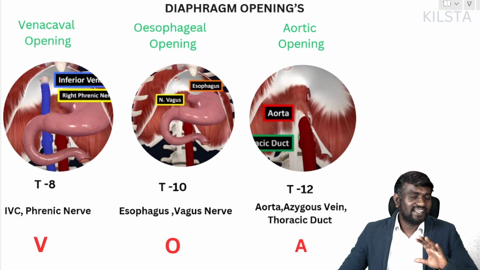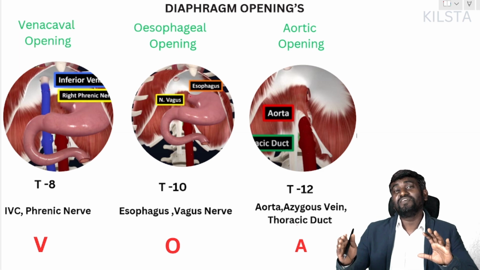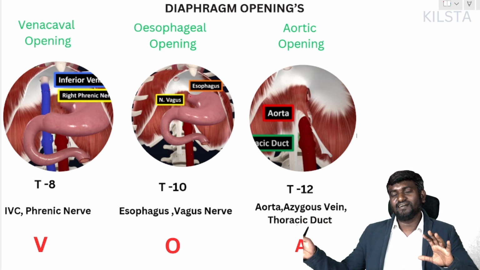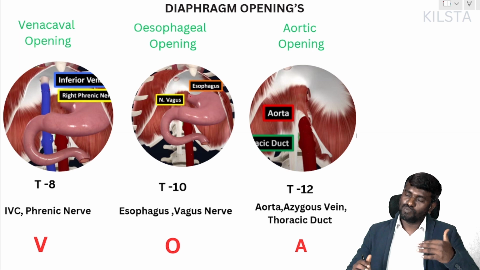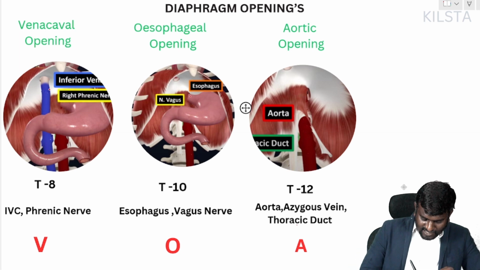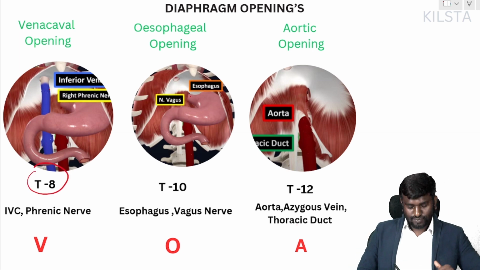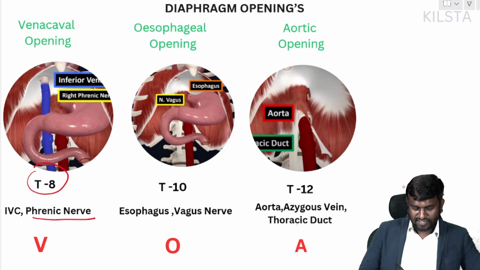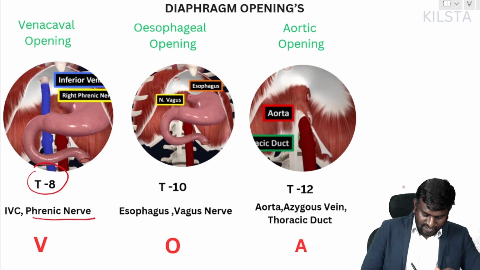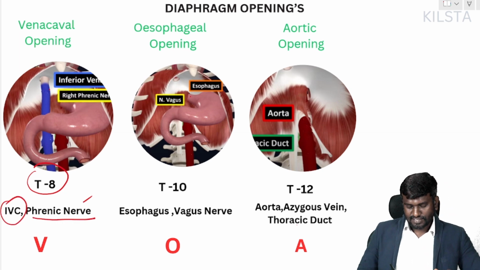Diaphragm openings are very easy. It comes with the simple mnemonic VOA, Voice of America. V is for vena cava opening, very easy. It's going to be at the level of T8. What else is going to pass through? Phrenic nerve. In the vena cava opening, we have IVC and also the phrenic nerve.